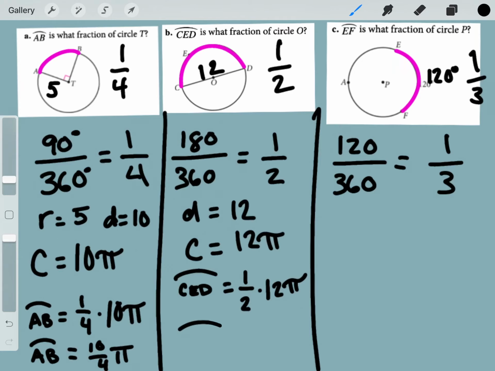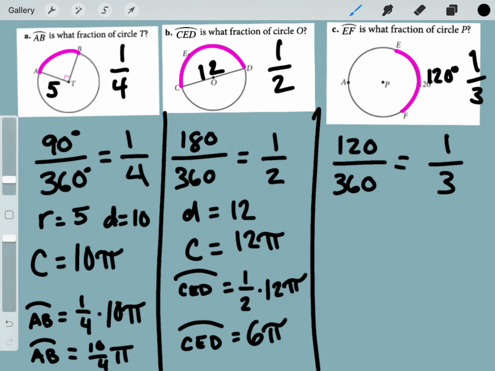And then our last step here is to just do 1/2 times 12, and 1/2 times 12 is what? It is 6. So the answer for the measure of that arc length is 6 pi.